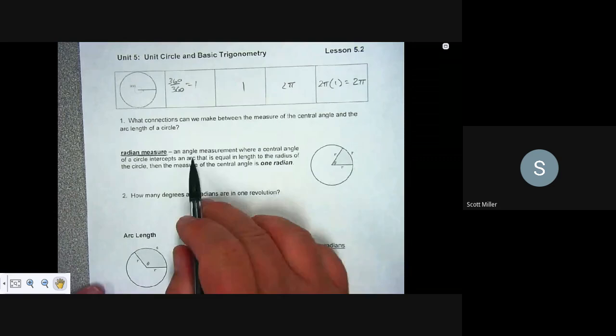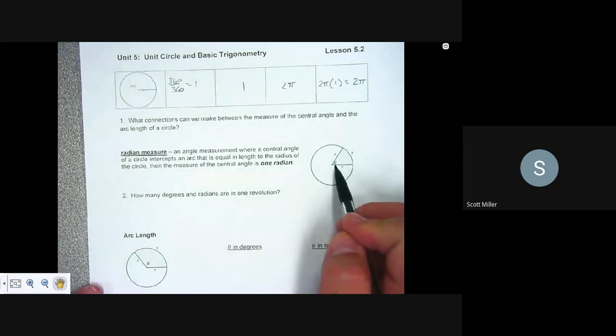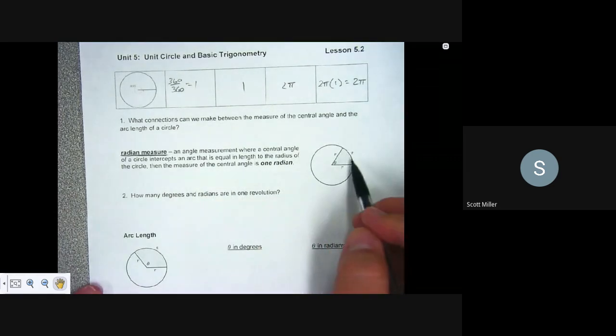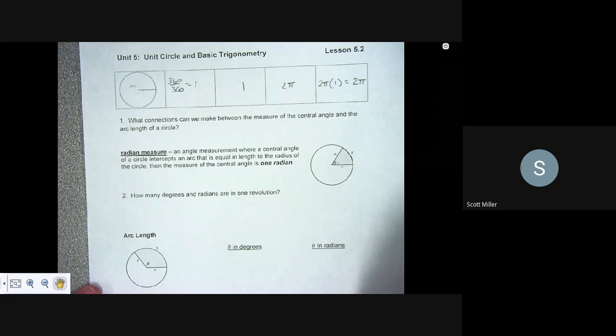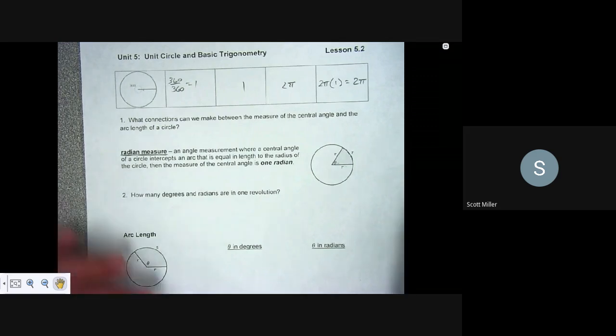A radian is an angle measurement where the central angle of a circle intercepts an arc that is equal in length to the radius of the circle. So when the central angle creates an arc length that is exactly the same as the radius in length, then this angle is considered to be 1 radian. Okay?